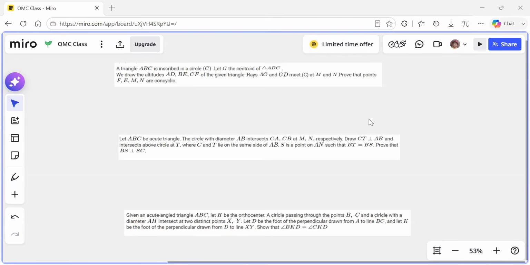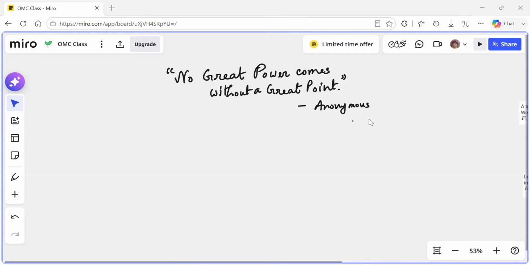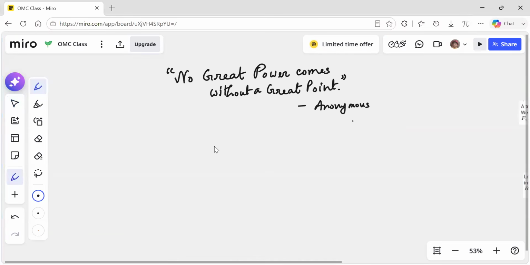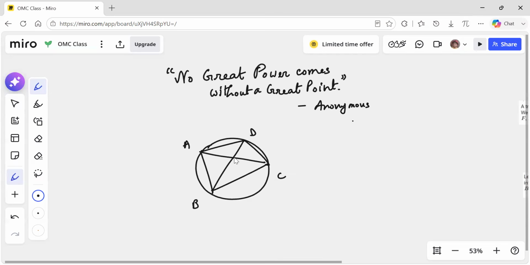So I'll start now. Our topic is: no great power comes without a great point. You all know about cyclic quads, right? The good thing about cyclic quads is that they give us very nice angles. Suppose I have a cyclic quad ABCD, and the diagonals intersect at a point P. Can you show that AP times PC is equal to BP times PD? That's one of the elementary riddles. Try showing this.